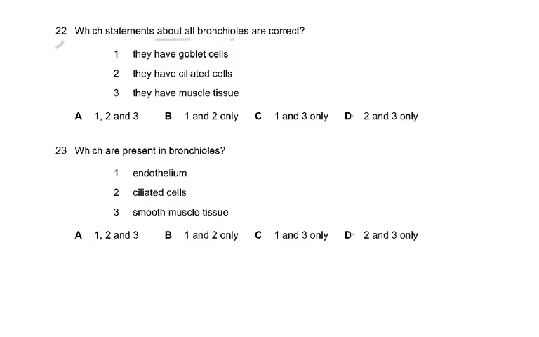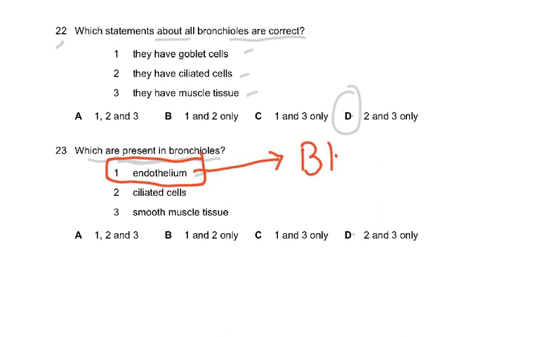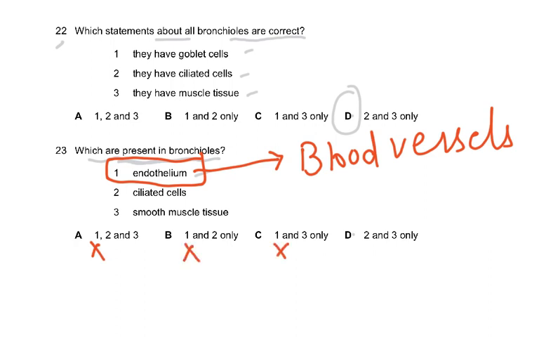Question 22. Which statements about all bronchioles are correct? The goblet cells, ciliated cells, muscles. No, all bronchioles, especially the end ones, do not have any goblet cells. So the answer is D. They do not have goblet cells right in the end, just before the alveoli. Then 23. Which are present in bronchioles? Endothelium. That was the red flag. Everybody does not remember that endothelium is only found in blood vessels. It cannot be present in bronchioles. So wherever there's one, that's wrong. This is wrong, this is wrong, this is wrong. So that was very easy to guess. The answer was D.